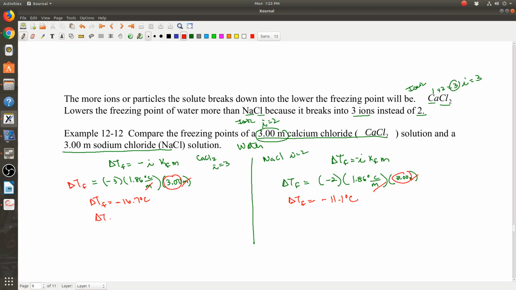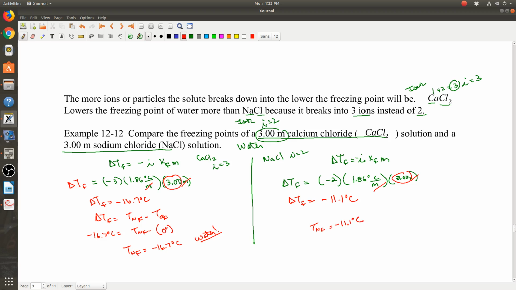But delta T sub F is the new freezing point minus the original freezing point, and the change is negative 16.7. The original freezing point of water is 0. So you add 0 to both sides, and the new freezing point is the same as the change in this case. That only works for water, because water is the only thing that freezes at 0 degrees Celsius. Otherwise you have to put a number there. Same thing over here. The new freezing point is negative 11.1 degrees Celsius.